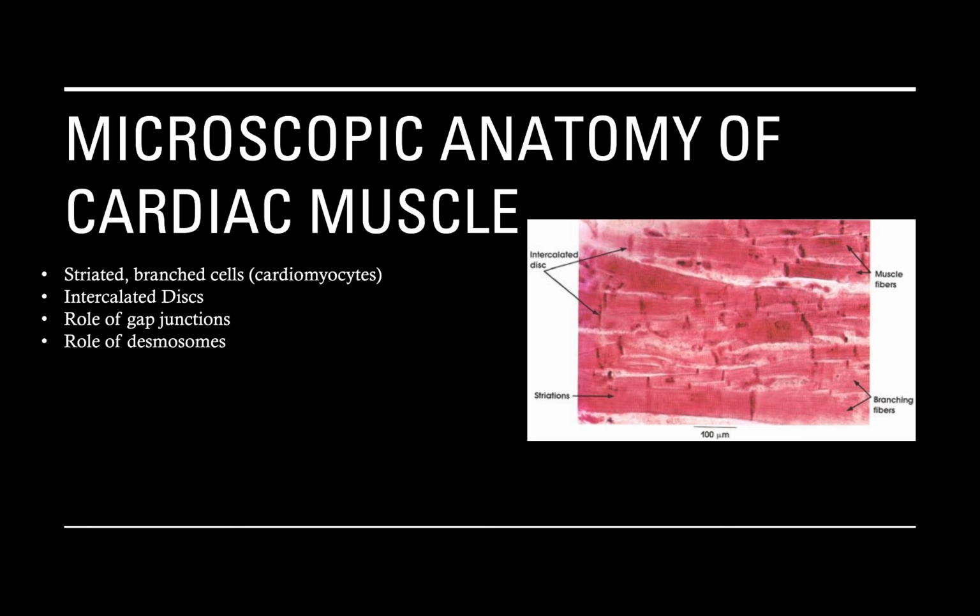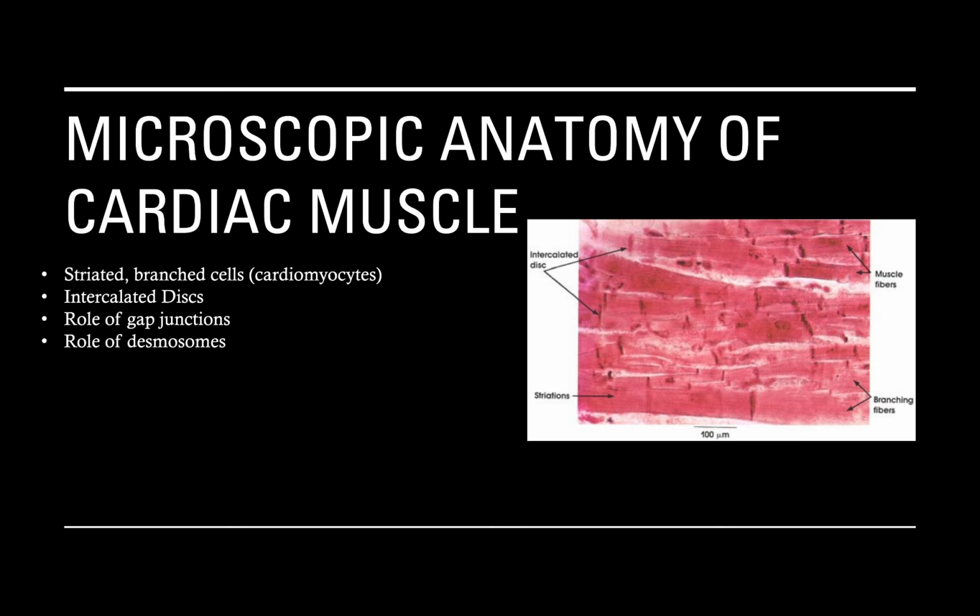So then the microscopic anatomy of a cardiac muscle. They're typically described as striated branched cells, similar to skeletal muscle, right? And if you look on this picture of the cardiac tissue, I wish I could have found a better picture, you can see the small horizontal lines that are going through the branches. Those are the striations. And then you can see the vertical black lines that are perpendicular to that and happen every so often. They're labeled on here as well. Those are the intercalated discs.